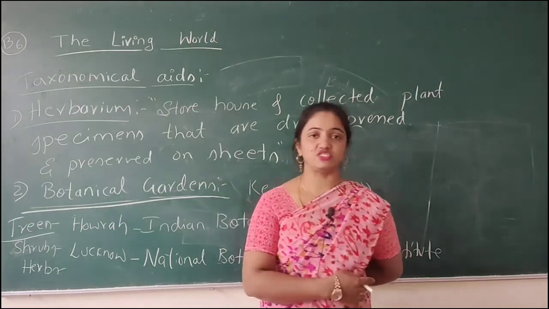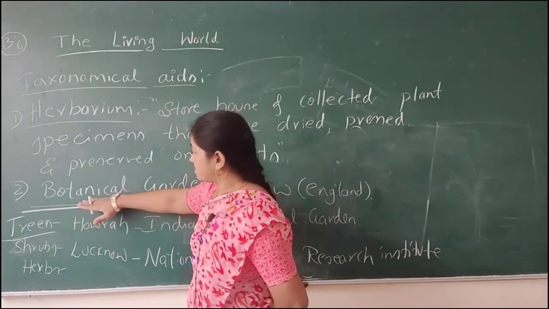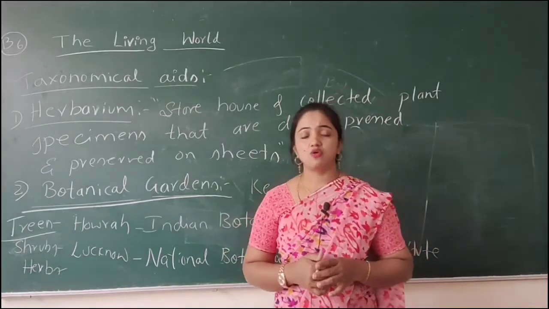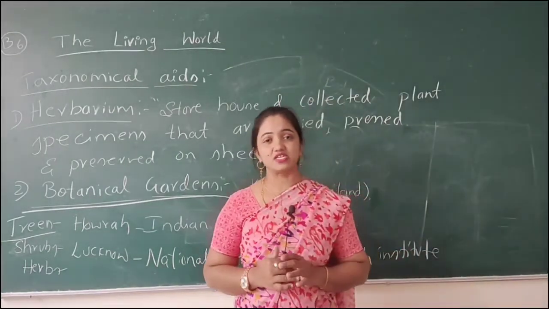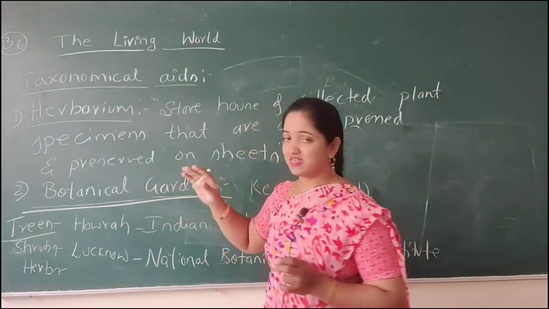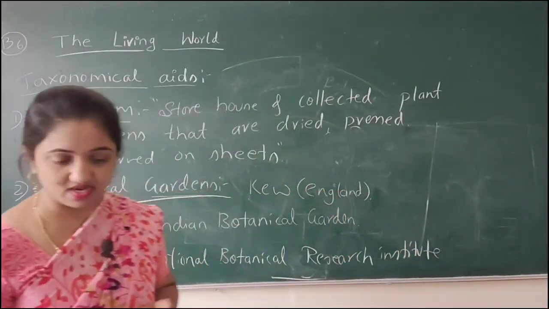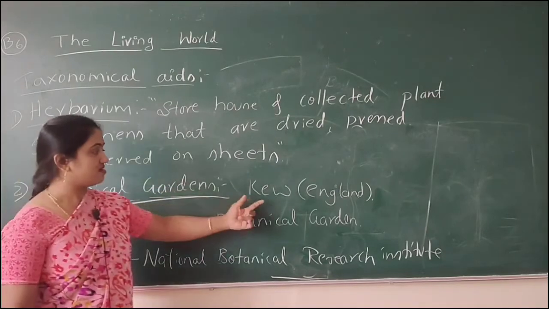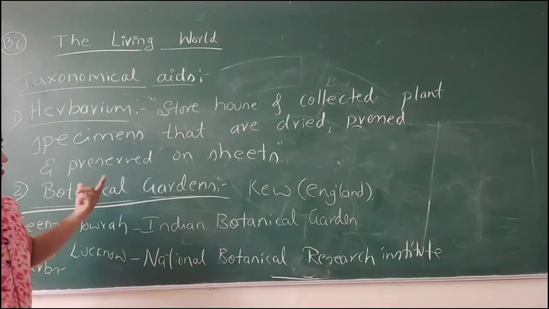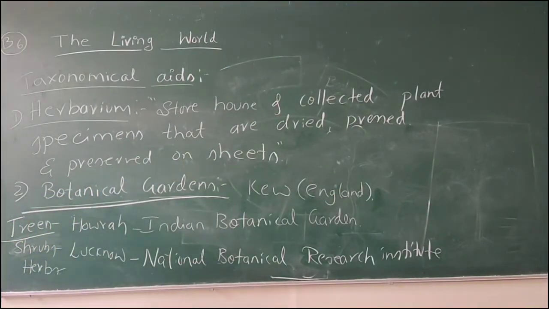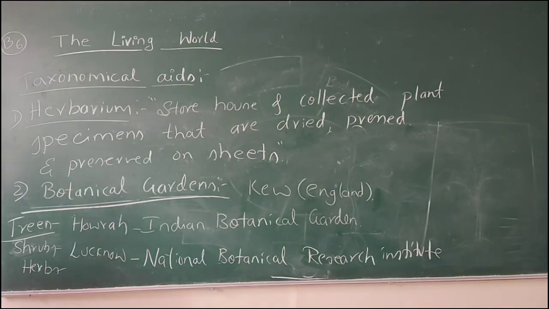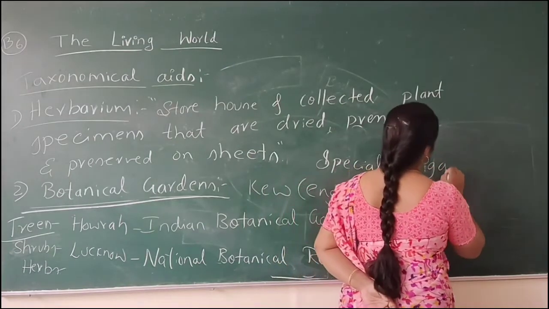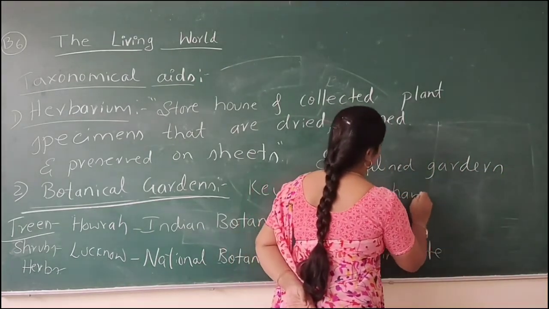So this is just a storehouse where, in most cases, they preserve and cultivate the uncommon species of plants. Uncommon means very rare species, they cultivate those types of plants in particular gardens. Okay, botanical gardens, this you have to remember. Kew in England is the famous botanical garden mentioned in your NCERT book. And what is a botanical garden? A botanical garden is a specialized garden that has a collection of living plants for information. This is a specialized garden which has information.